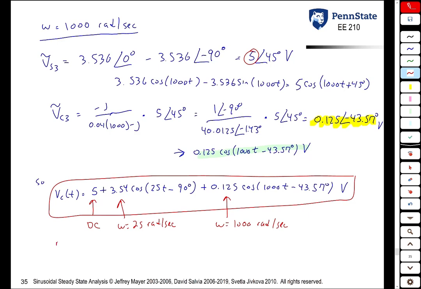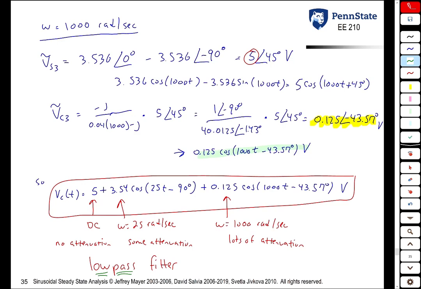In other words, we had no attenuation at DC. We had some attenuation at 25 radians per second, and we had lots of attenuation at 1000 radians per second. And this illustrates the frequency-dependent aspect of the circuit. This particular circuit is what we call a low-pass filter. By low-pass filter, we mean that it allows low frequencies to pass through. We will look at this topic in much more detail in the next packet of notes.